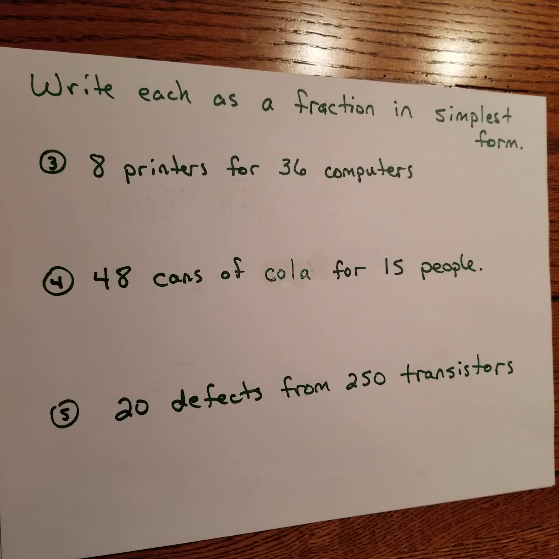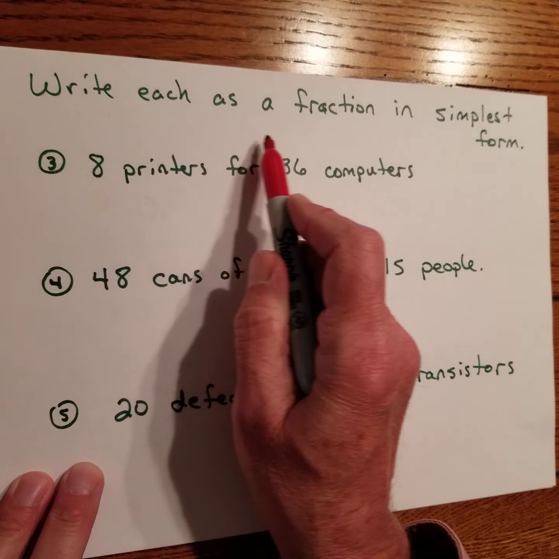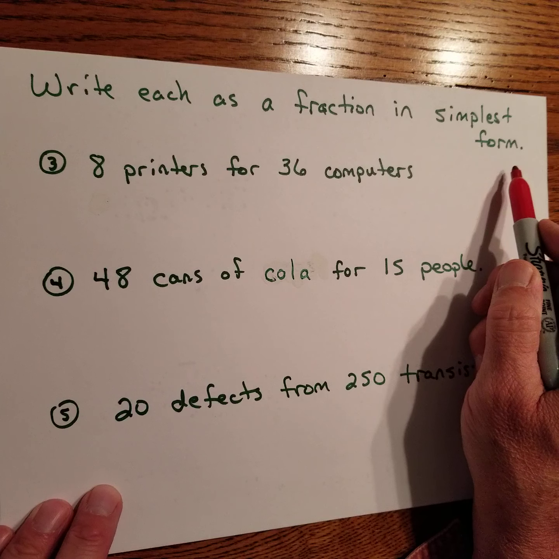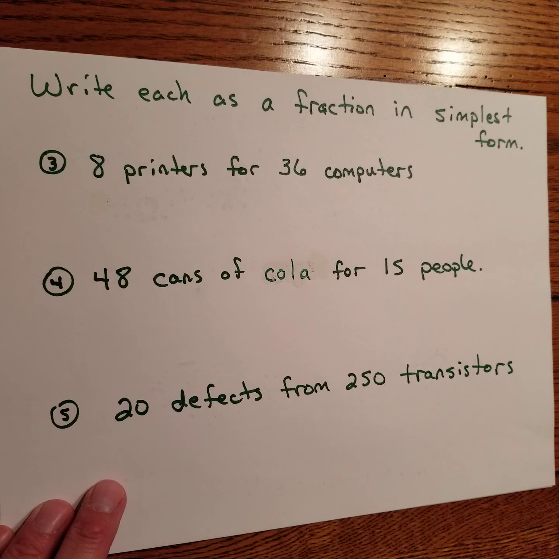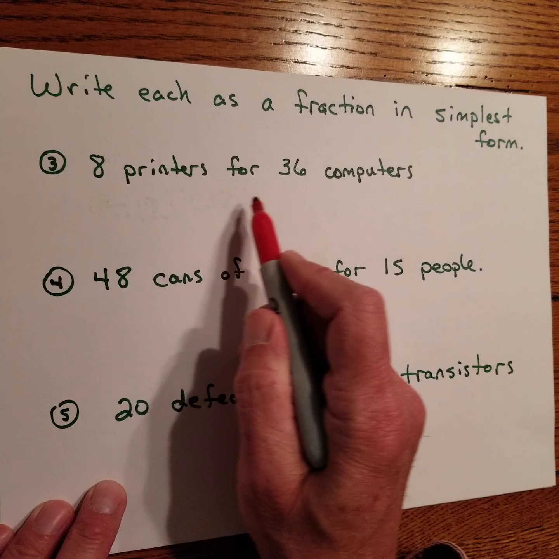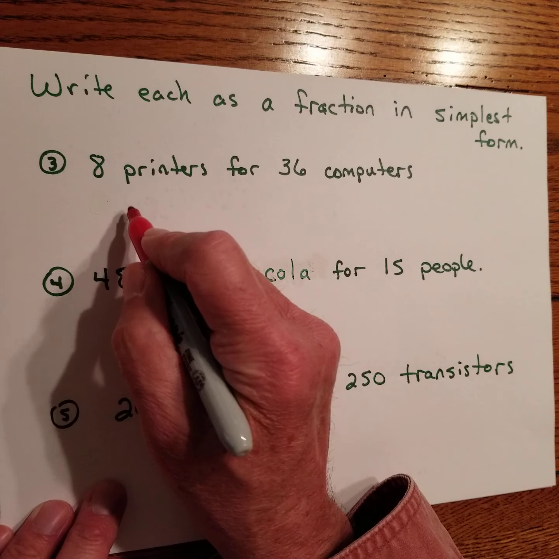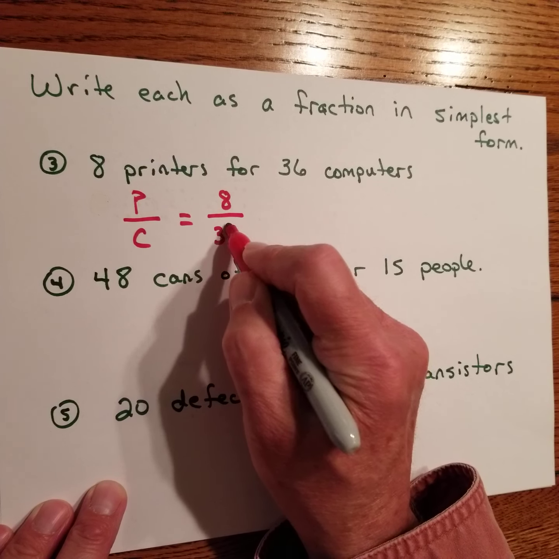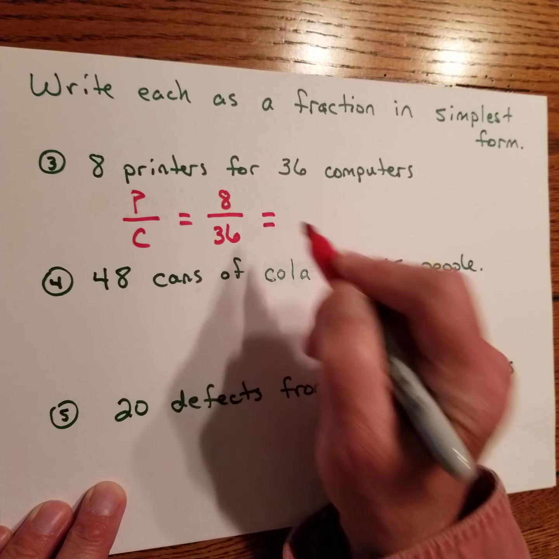The instructions for your homework problems will be worded this way. Write each as a fraction in simplest form. But what that really means is write a ratio and then reduce. So 8 printers for 36 computers. Let's compare printers to computers. There are 8 printers for every 36 computers.